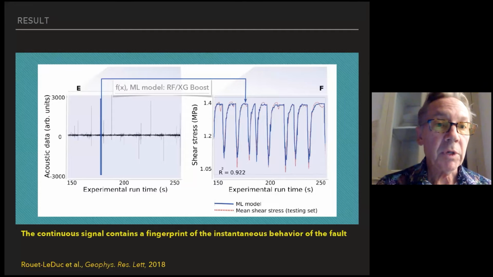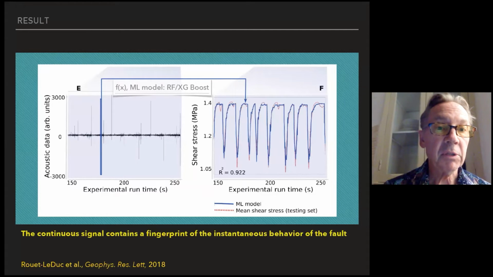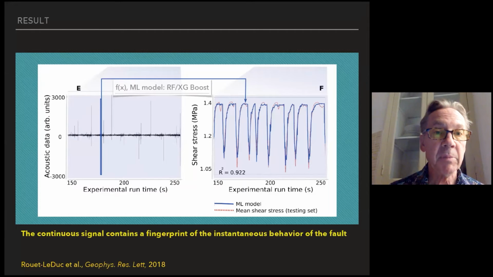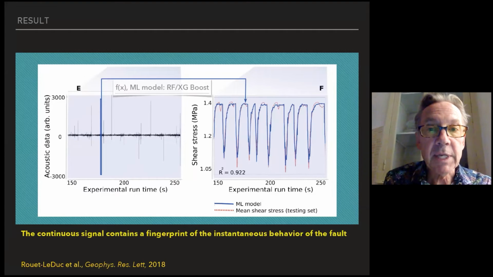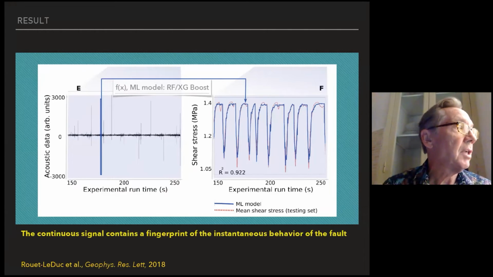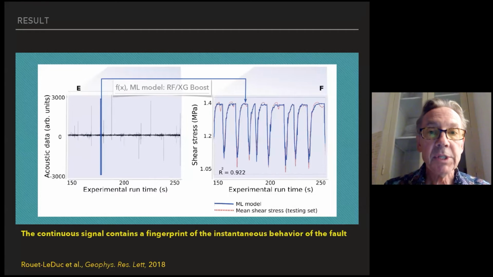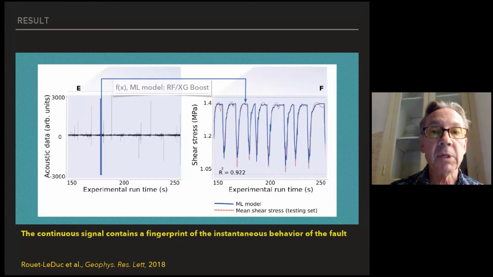This is showing you on the left-hand side, once again, the acoustic emission signal as a function of experimental runtime, the bottom axis. You can see in that signal bursts of sound, large amplitude signals, each of them associated with an earthquake in the laboratory, or a lab quake. On the right-hand side, you can see the actual measured shear stress signal as a red dashed line, as a function of experimental runtime. The blue solid line are the predicted signals that come only from the acoustic emission signal once the model has been derived.